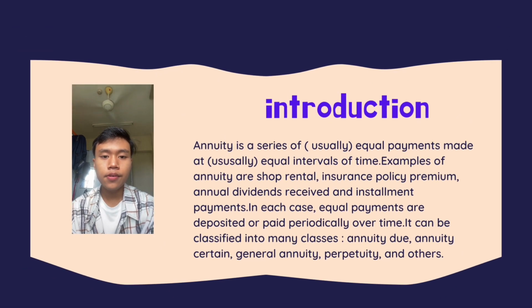perpetuity. To begin with, an annuity is a series of equal payments made at equal intervals of time. Examples of annuity are house rental, insurance policy premium, annual dividends received, and installment payment. In each case, equal payments are deposited or paid periodically over time.